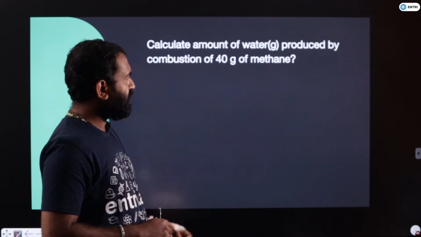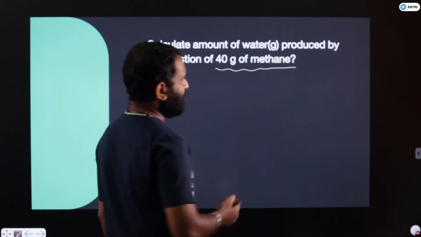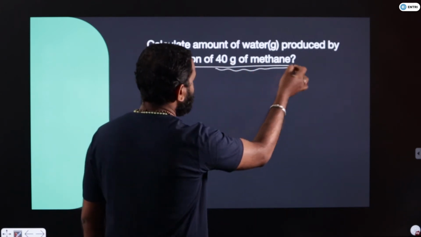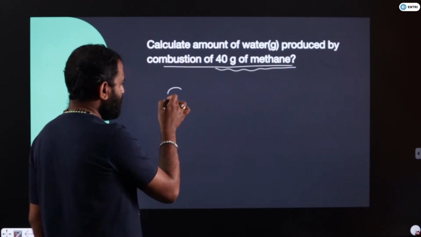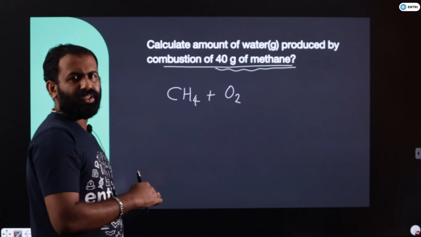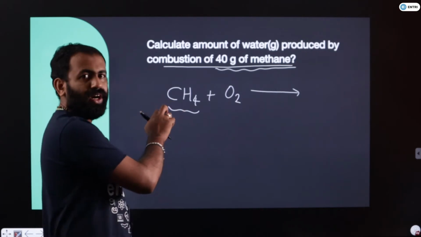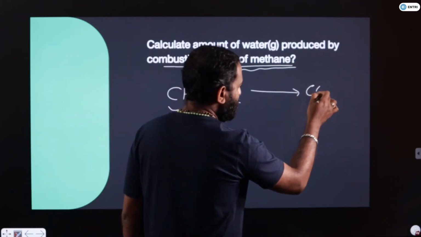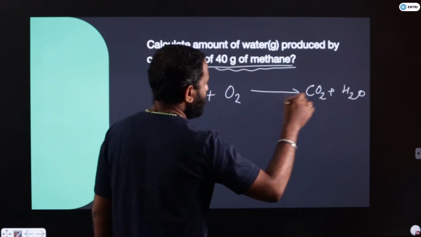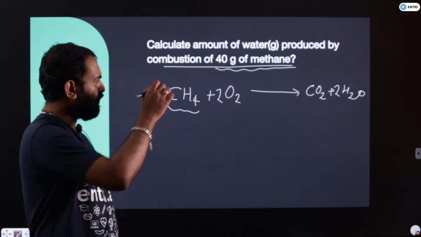For example, calculate the amount of water produced by combustion of 40 gram of methane. Here the process is combustion of methane, that means reaction of methane with oxygen. Methane is a hydrocarbon, which contains carbon and hydrogen, so the products are CO2 plus H2O. By stoichiometric balance, CH4 plus 2O2 gives CO2 plus 2H2O.